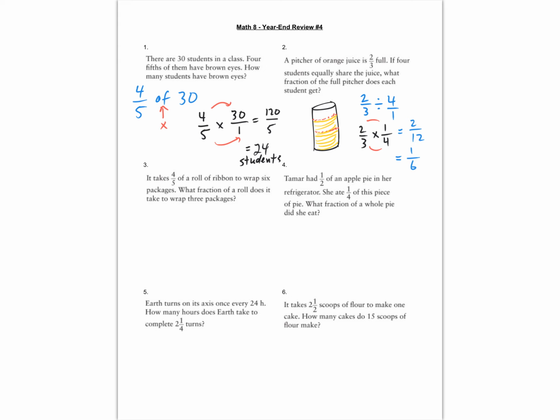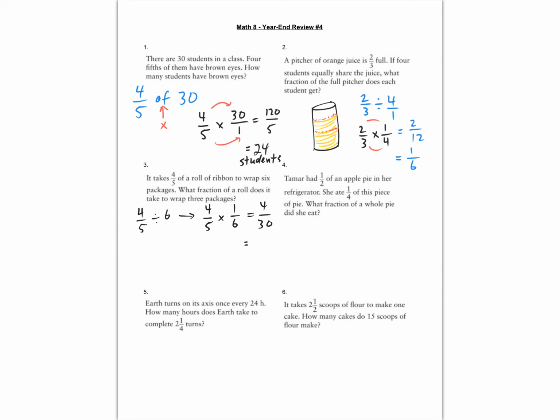Next one, it takes 4/5 of a roll of ribbon to wrap 6 packages. What fraction of a roll does it take to wrap 3 packages? Okay, so the first thing we're going to do is figure out how much of a roll it takes to wrap 1 package. So if it takes 4/5 to do 6, we can divide it by 6 to find out how much it would be for 1. So we're going to multiply by the reciprocal, so 4/5 times 1/6 gives us 4/30. Okay, so that's for one of them.